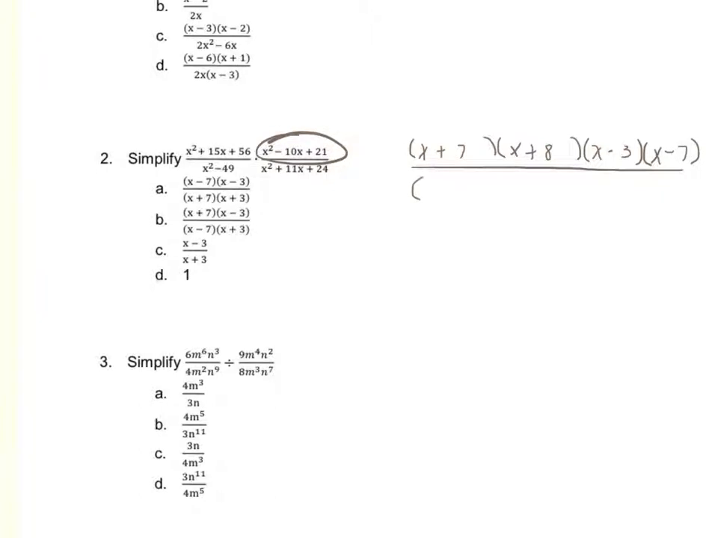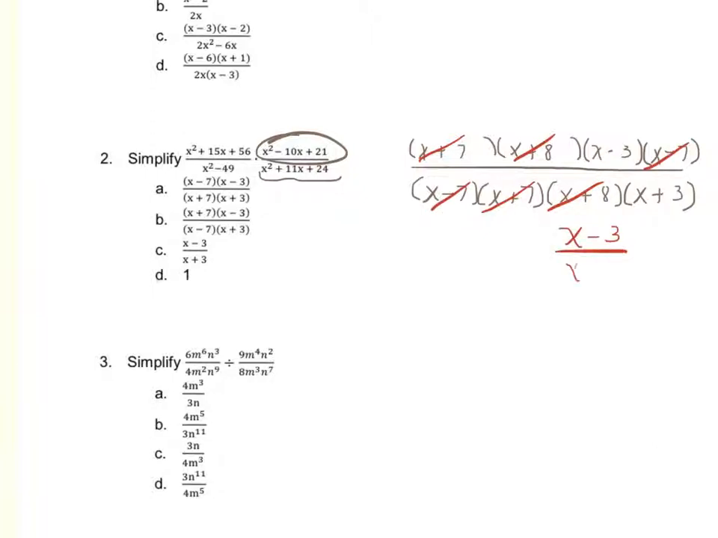All over, factoring the denominator, x minus 7, x plus 7. That's x squared minus 49. And finally, the x squared plus 11x plus 24 is x plus 8, x plus 3. So everybody's factored, and now we're going to cancel out the common factors. And it looks like I'm left with x minus 3 over an x plus 3, which is answer C.